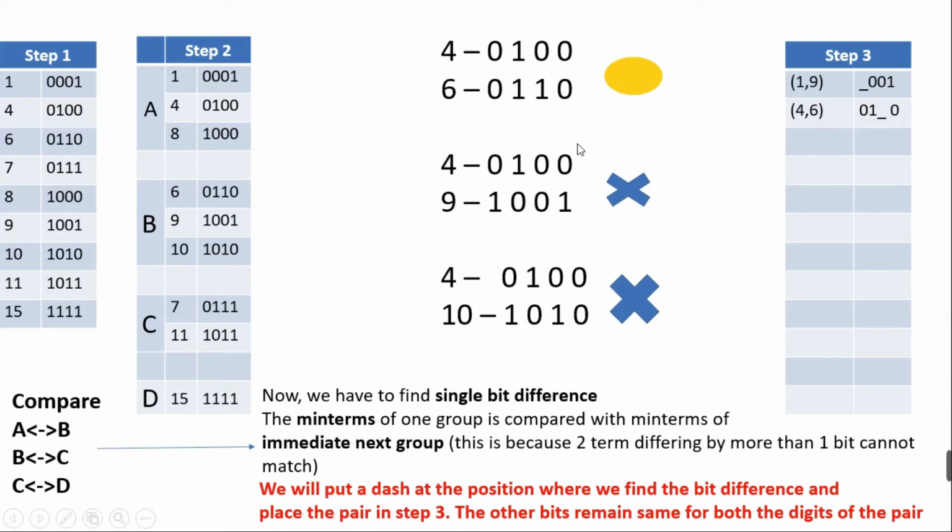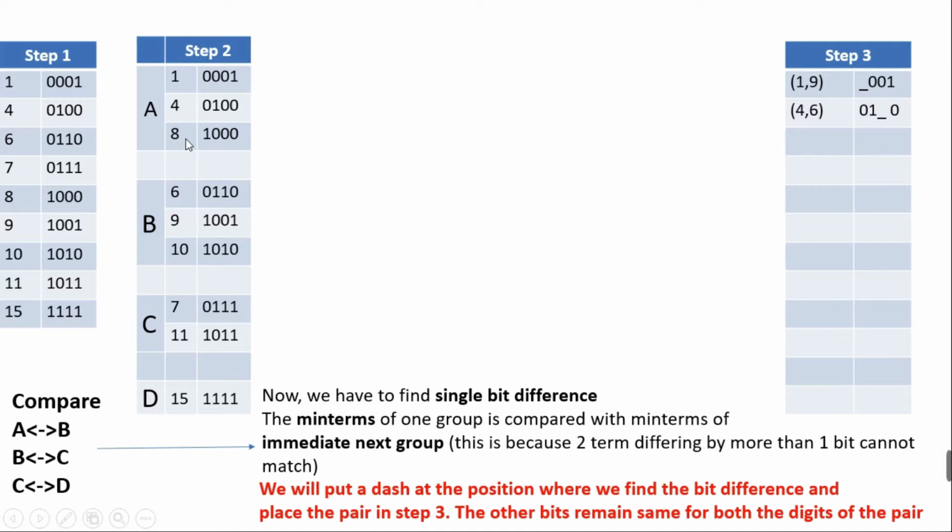So how can we actually do it? The difference was found at the third place from the left side. At that specific position we have put a dash, and all other numbers remain the same. So this is what we get for the pair of 4 and 6. We'll continue our checking for 8 now. 8 will be compared with 6, 9 and 10, and we're going to get these pairs. I have not shown the whole procedure here because this is the same as before.